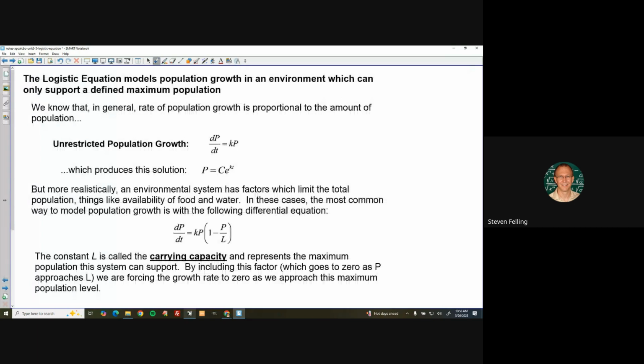The logistic equation models population growth where there's an environment that doesn't allow population to grow forever, right? We've already seen unrestricted population growth. If we just say that the rate of change of a population is simply proportional to the population, that produces this solution, similar to the compound interest equation or radioactive decay.